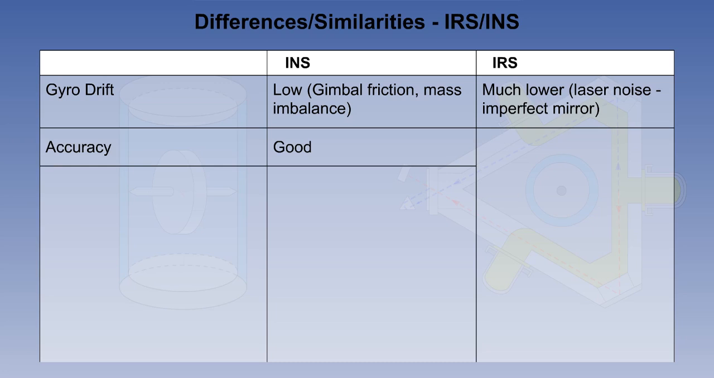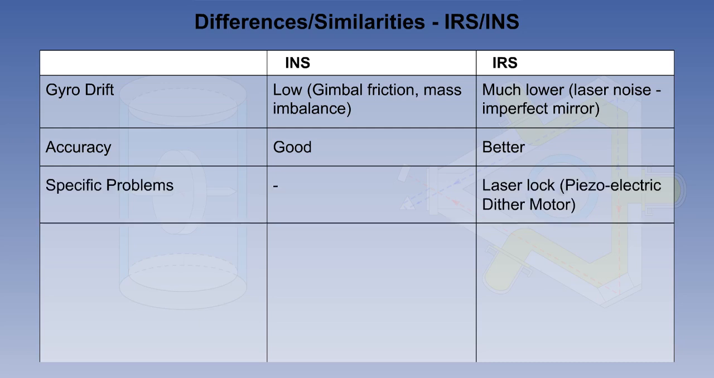INS accuracy is generally good. Position error growth rates of 1 to 2 nautical miles per hour are typical. IRS accuracy is better. It is difficult to put a figure on it because the output is invariably fed into a flight management system and processed further, but the raw IRS position error growth rate is probably about half a mile an hour or better. IRS suffers from the specific problem of laser lock, which the INS does not have. However, the lock is overcome by the incorporation of the piezoelectric dither motor.